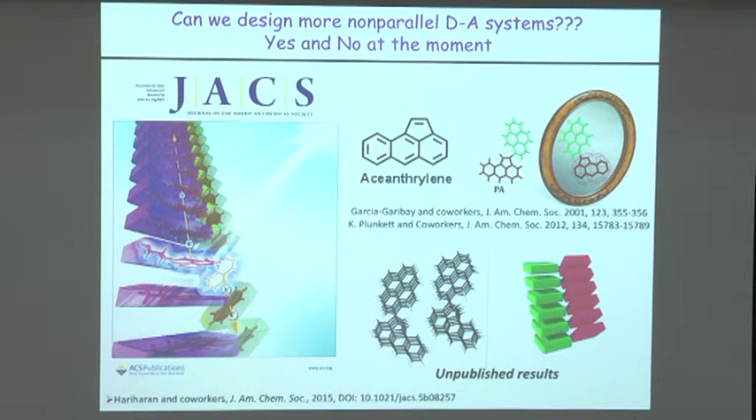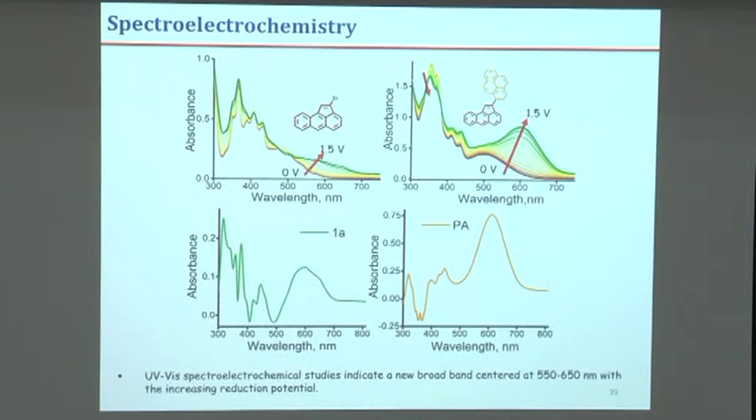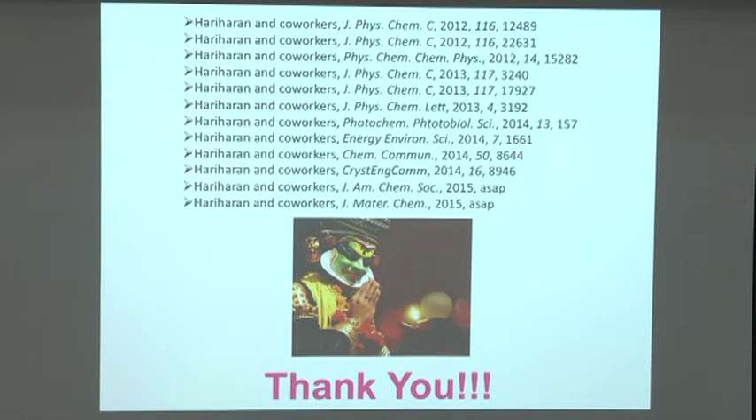Now, can we design more non-parallel DA systems? Yes and no at the moment. We got one more luck, that here you see another chromophore, which is azaanthracene connected to pyrene, which is an all carbon system. It forms the same architecture, but in all the other 85 cases, we did not get the structure. You make a little modification in the naphthalene system, it just changes altogether to a different architecture. So this particular work is unpublished, but we have interesting results with respect to this. All characterization, I am skipping that, and thanks for the patient listening.